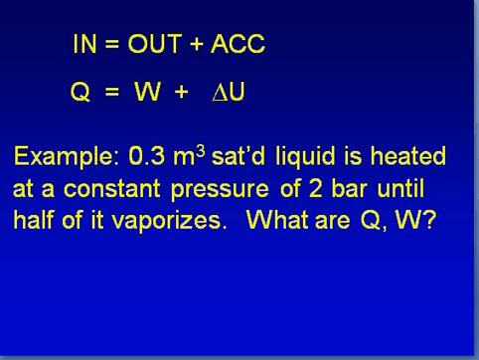If we do the energy balance on this, we have in equals out plus accumulated, and again Q equals W plus delta U. And so for example, let's take a 0.3 meter cubed saturated liquid in a piston cylinder arrangement, and we'll heat it at constant pressure of 2 bars until half of it vaporizes. Find Q and W. That's the problem statement.